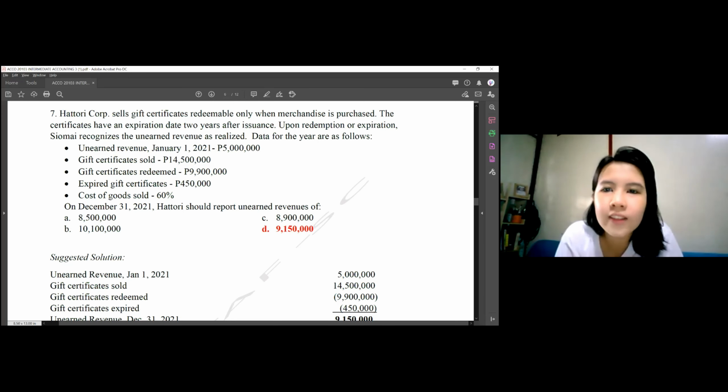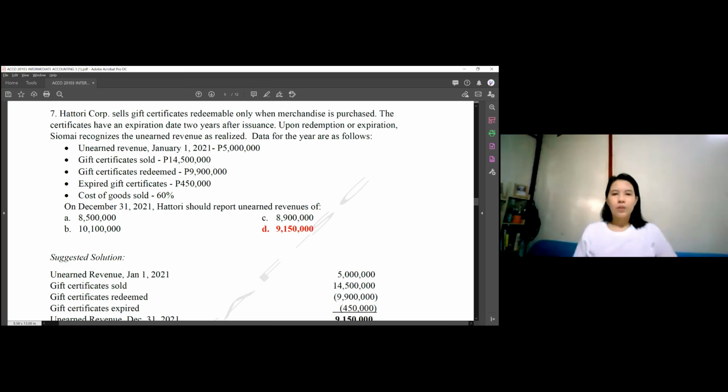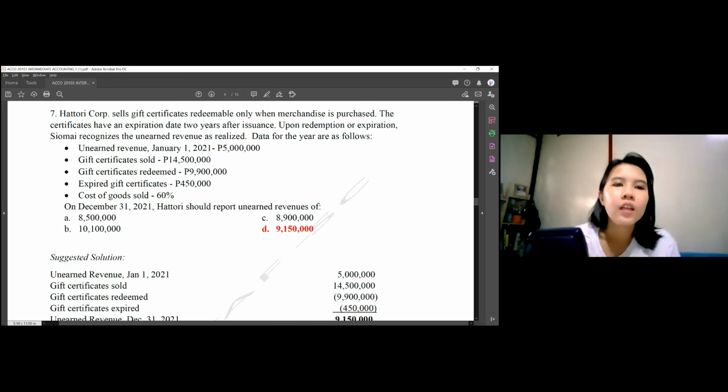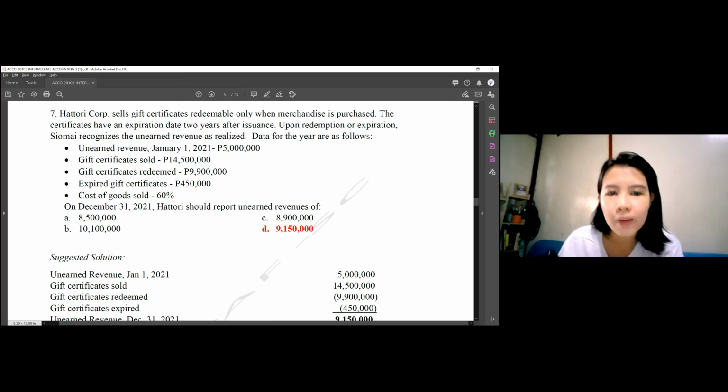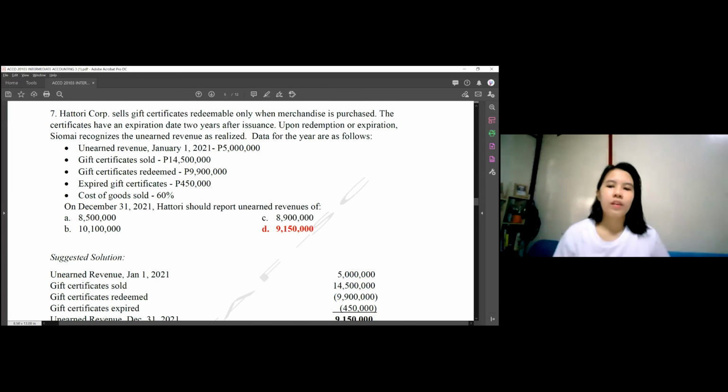So data for the year are as follows. Unearned revenue, January 1, 2021, 5 million. So that's the beginning balance. Lahat ng nabenta ay 14.5 million. Na-redeem ay 9.9 million. At nag-expire ay 450,000. Cost of goods sold is 60%. So ang tanong, magkano ang i-report na unearned revenue sa December 31, 2021.